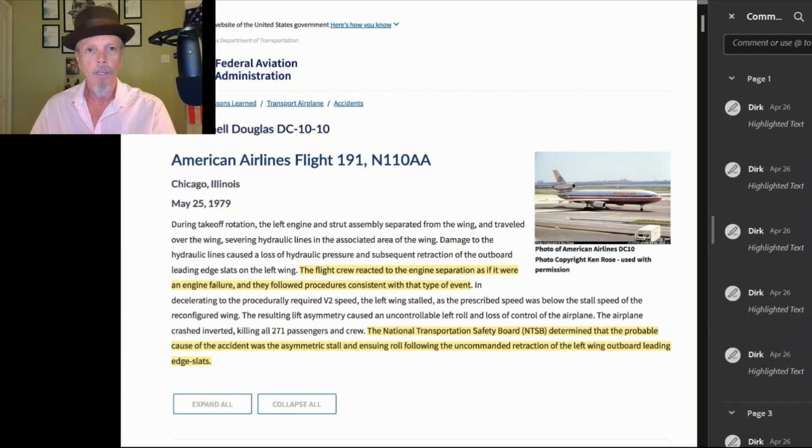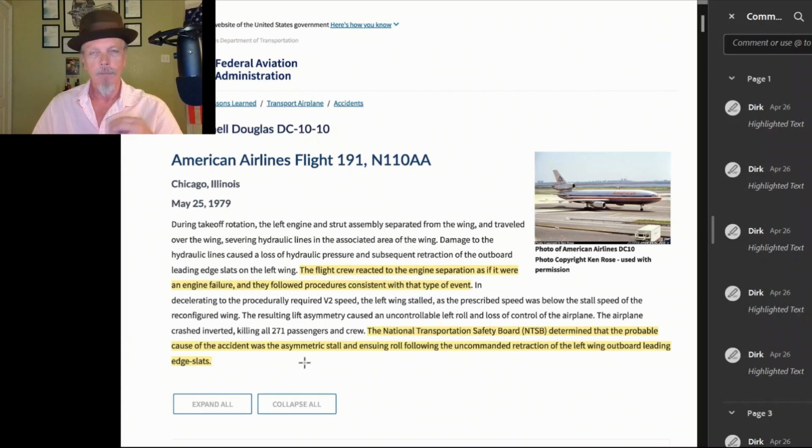Now let's take a quick look at the FAA's final report. The flight crew reacted to the engine separation as if it were an engine failure, and they followed procedures consistent with that type of event. We've already discussed that. The National Transportation Safety Board determined that the probable cause of the accident was the asymmetrical stall and ensuing roll following the uncommanded retraction of the left wing outboard leading edge slats.